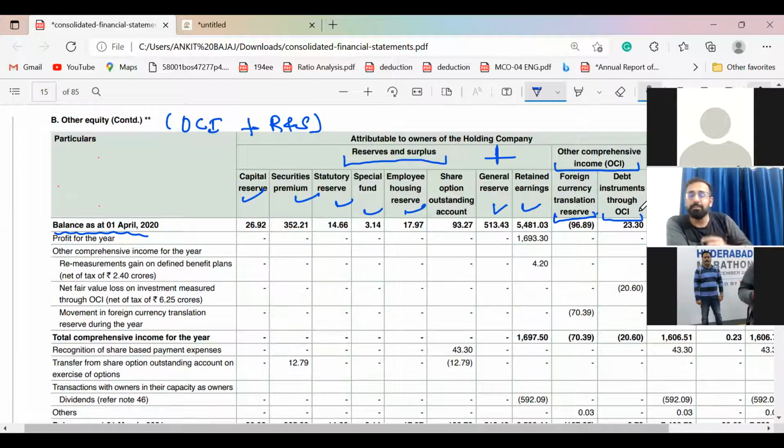So once we learn those accounting standards, then you will be able to understand the foreign currency translation reserve and debt instrument through other comprehensive income, right? So right now you just assume revaluation gains or losses. Now if you see here, opening balances are given.